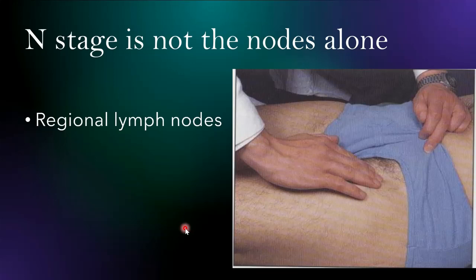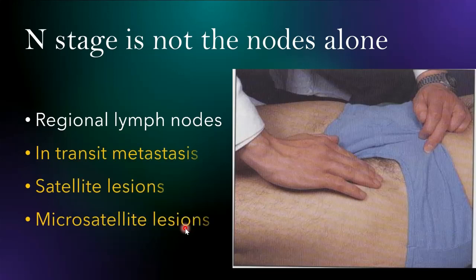Coming to the N stage in melanoma, of course, there are regional lymph nodes. If regional lymph nodes are positive, the N stage is positive. But there are other forms of regional metastasis. Which are they? They are in-transit metastasis, satellite lesions, and microsatellite lesions. Coming to each one of them.